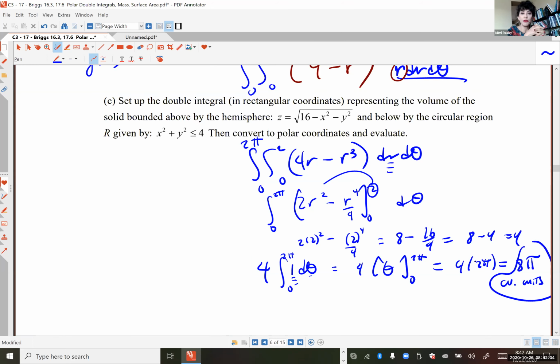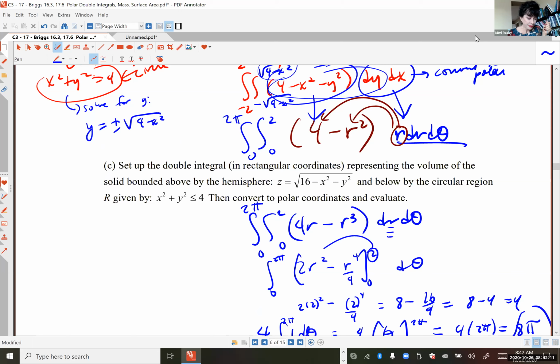We just found the volume of a paraboloid bounded below by the xy plane. Very cool. Questions? Everybody okay? You get that? You're good? Good? Okay, let's move on then.